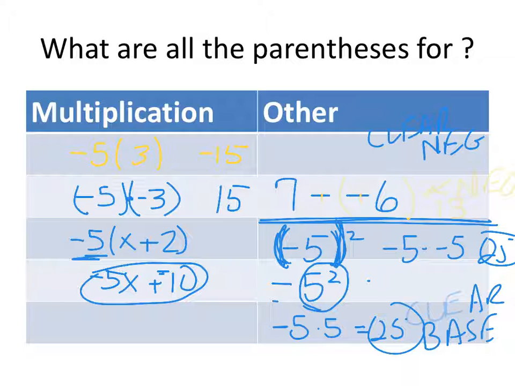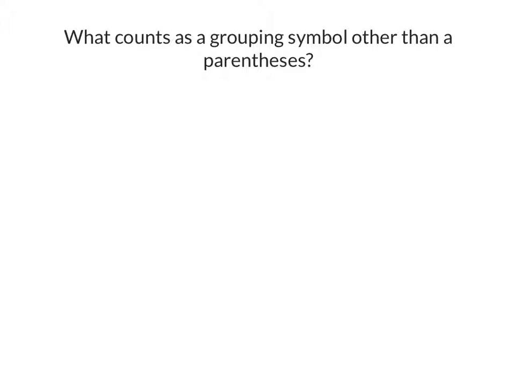So we have multiplication, and then sometimes it's placed there to tell us that it's a negative number, and then sometimes it's used to make sure we know what the base is in an exponent. So not only are parentheses the first thing you have to do, but there are other things that serve as parentheses, and that's why we use the term grouping symbol. Because these things, parentheses, ask you to do it first, but so does a square root symbol.